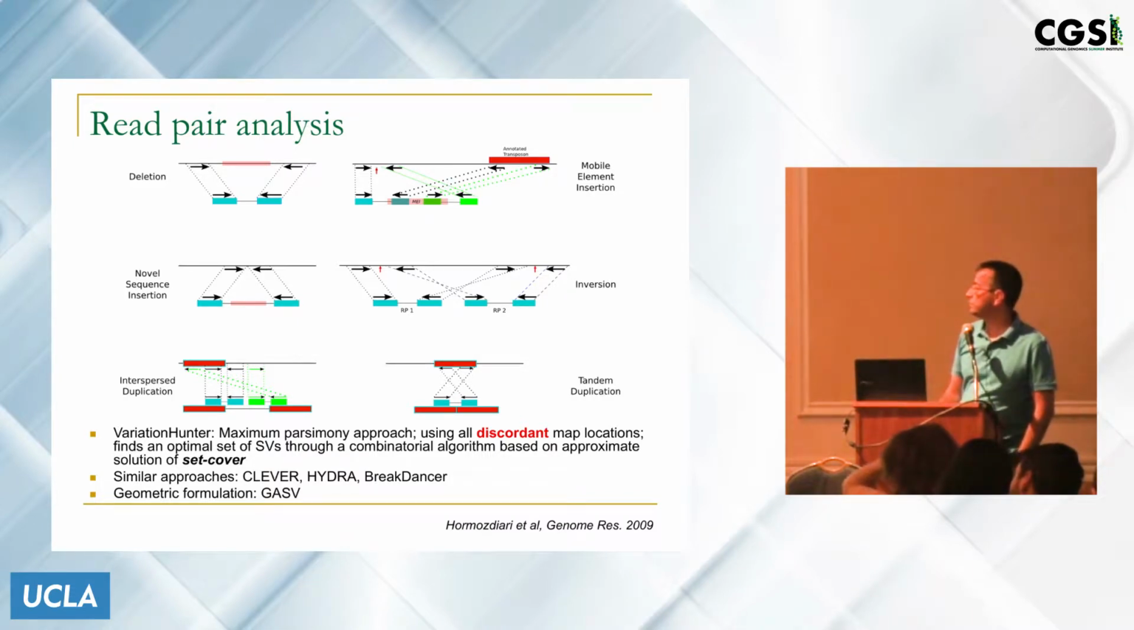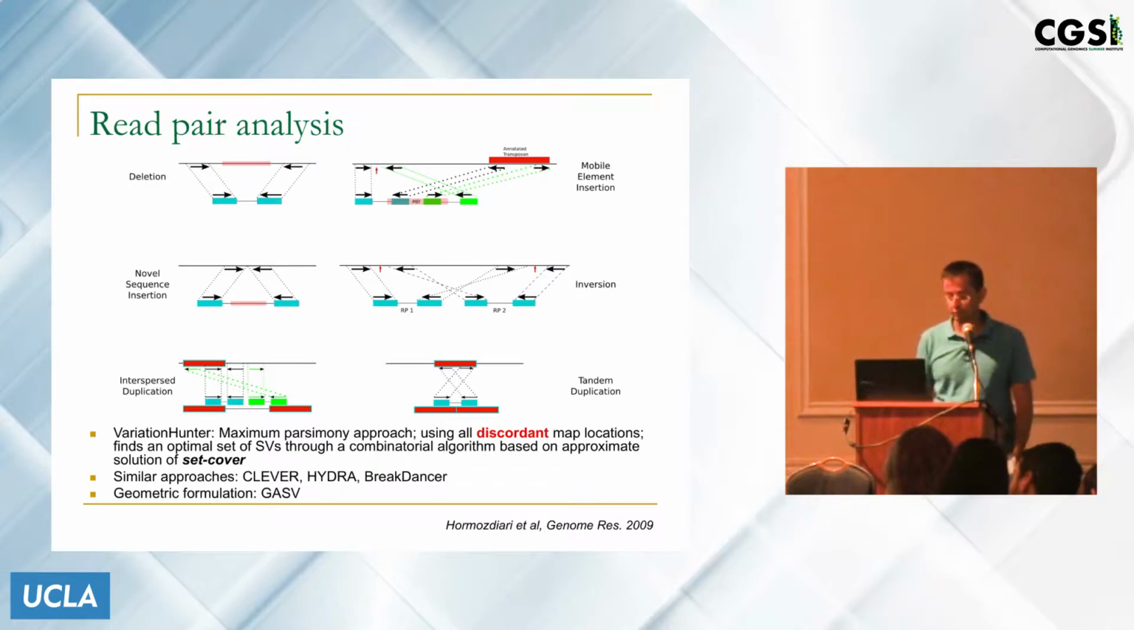Similarly for inversions, these are the breakpoints of the inversion. If you are spanning from the left side and the right side, they are going to map further away from each other and to different strands than expected. You can come up with similar formations for interspersed and tandem duplication.